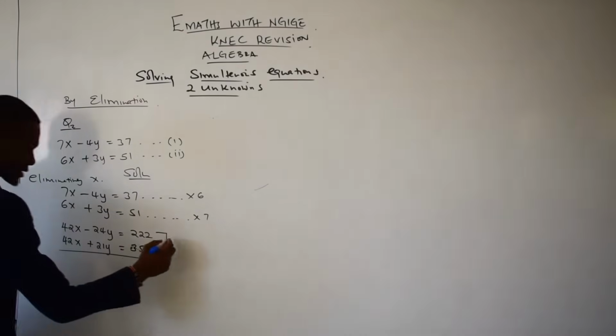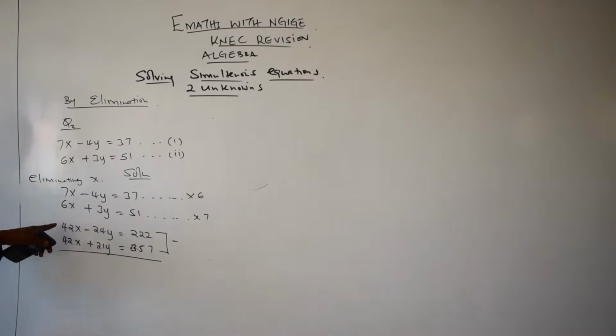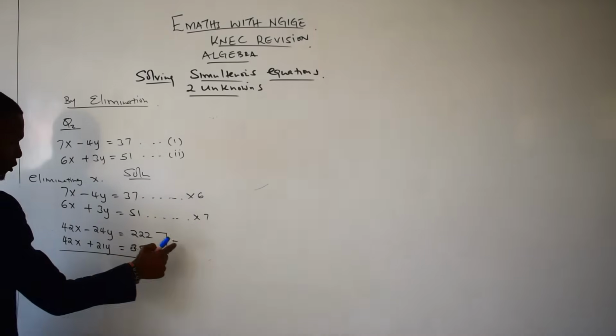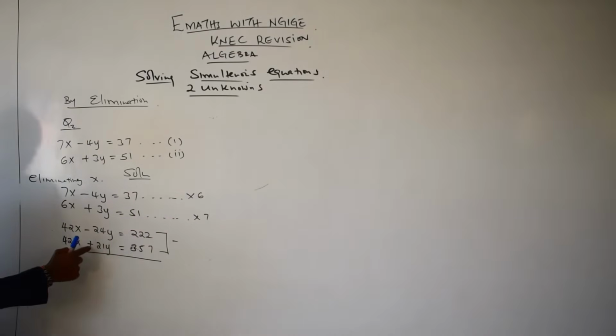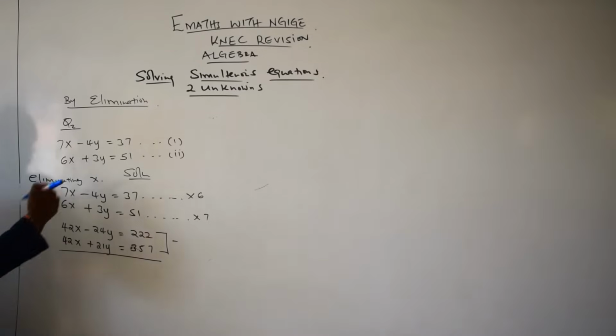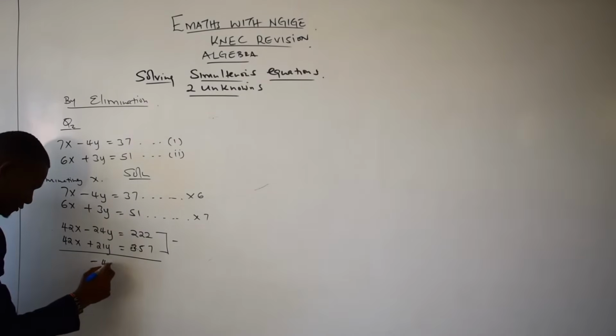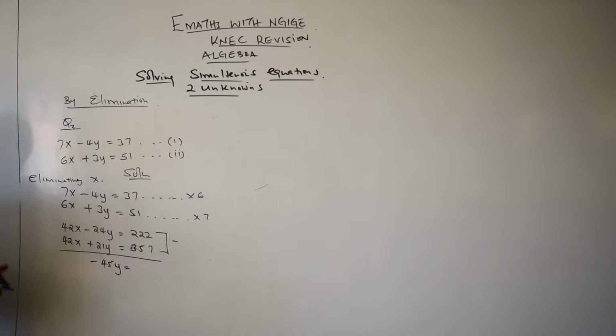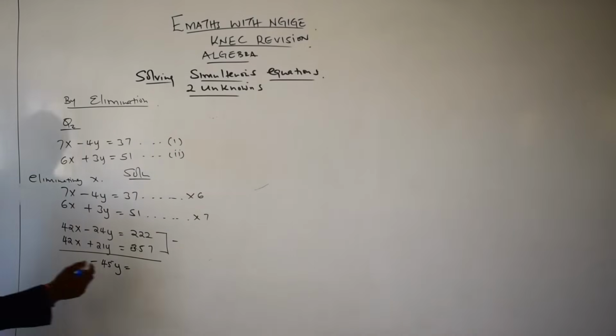So eliminating x, we subtract. 42 minus 42 gives you 0. Then you have negative 24 minus, you have a negative here and a positive here, so this one changes to a negative. So negative 24, negative 21 gives you negative 45y. Then you have 222 minus 357 to give you negative 135.